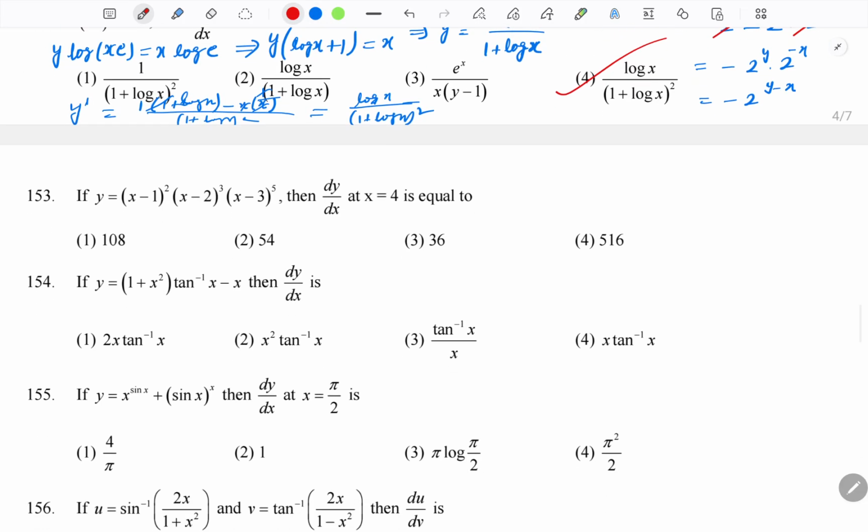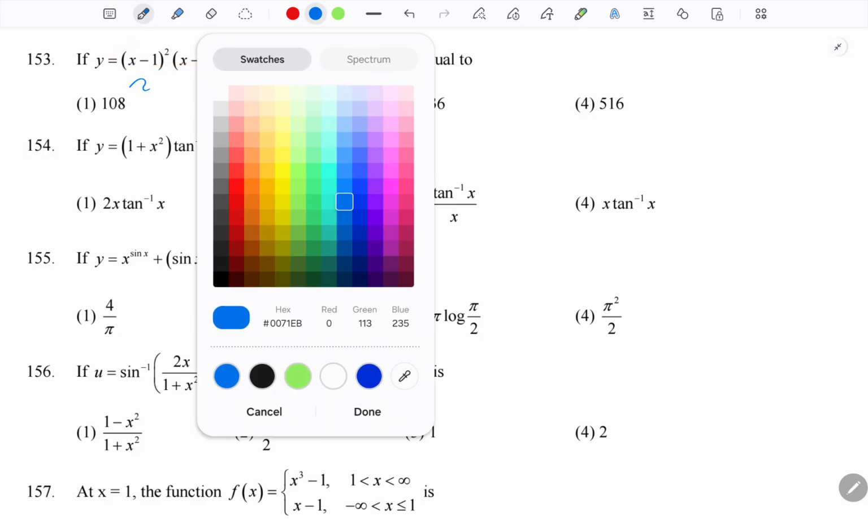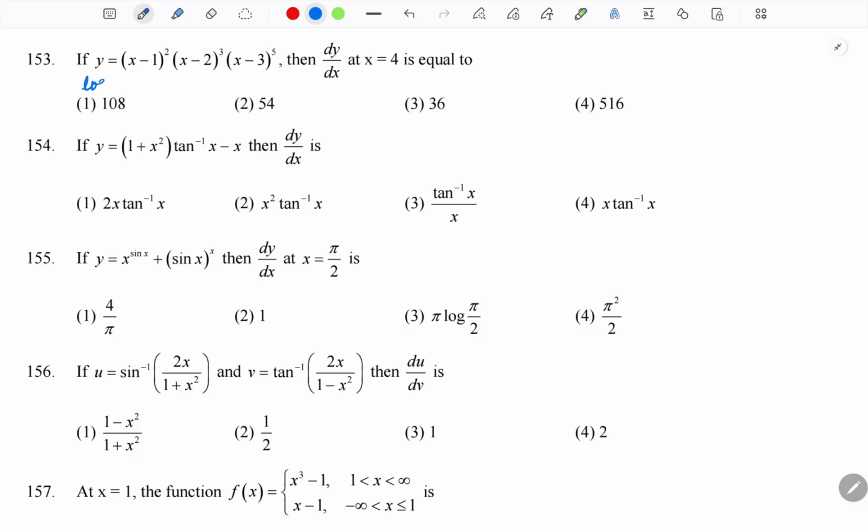Next, see this question. Again, it's a product of functions. Whenever there is a product like this, take the shortcut trick: take log on both sides. If I take log on both sides, then log y equals, so it looks like log of x power m, log of x power n. So what is x?